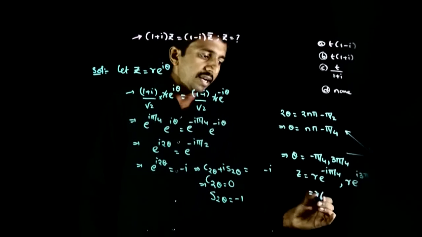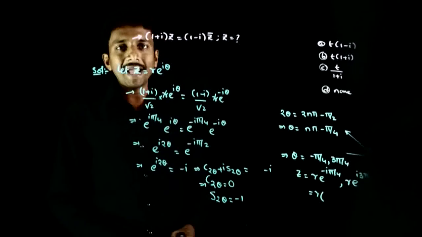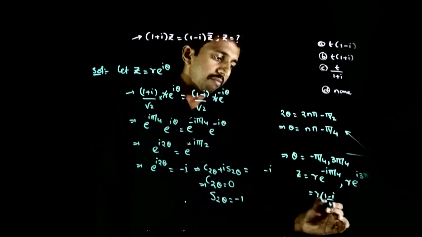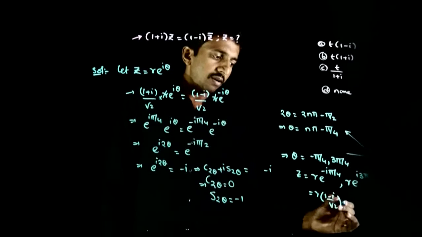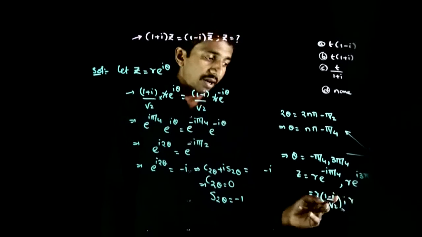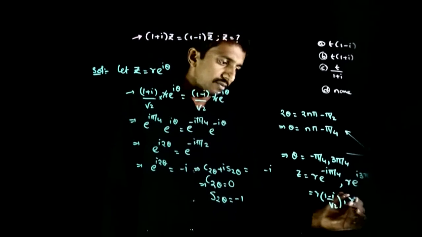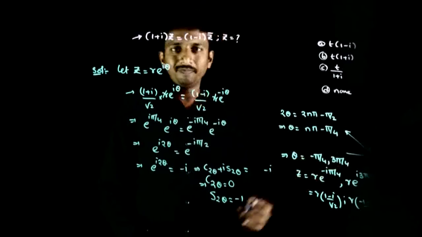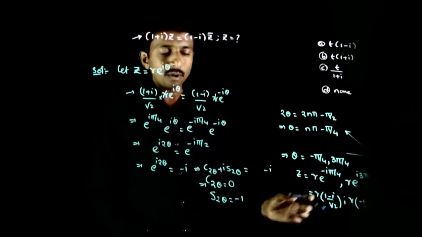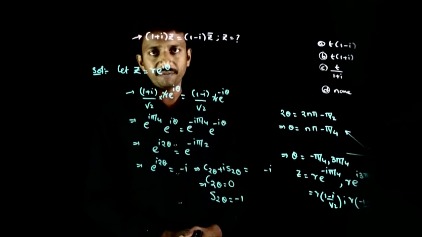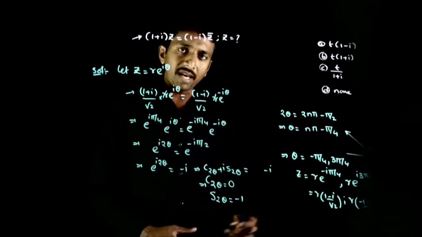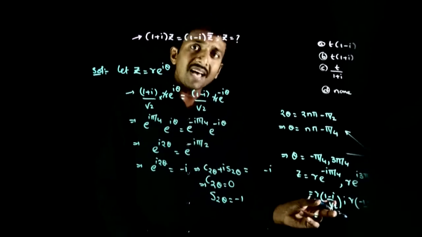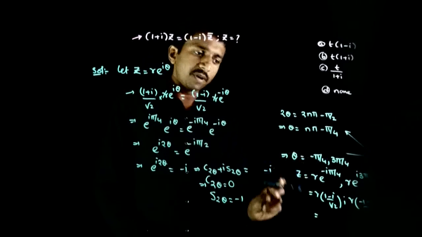That is equal to r times e power minus i pi by 4 is (1 minus i) by root 2 or r into e power i 3 pi by 4 is minus (1 plus i) by root 2... so e power i 3 pi by 4 को cos 3 pi by 4 plus i sin 3 pi by 4 लिख सकते हैं, expand किया था यार. That is equal to r by root 2. r by root 2 is another positive real number because r is positive.